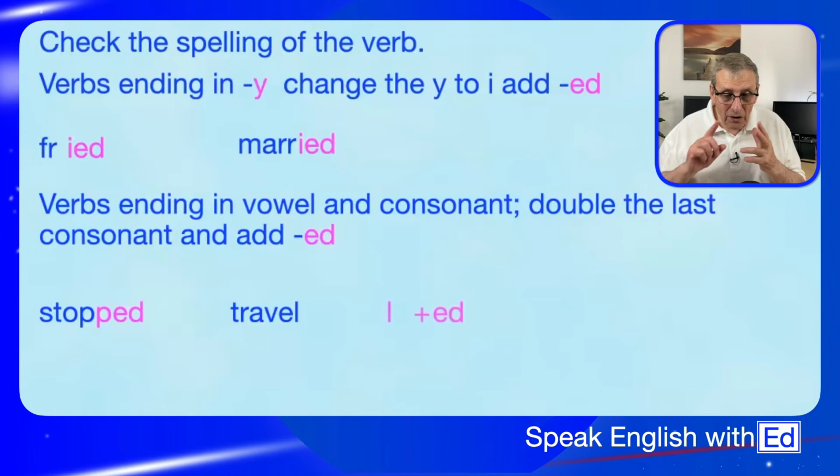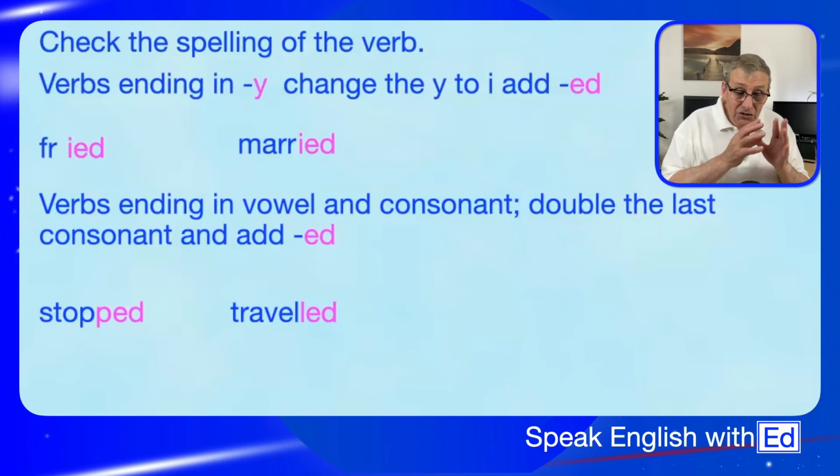You put another L, the last consonant, you put another one, and then you add ed. So you've got travelled. We've got stopped and travelled. Notice there, stopped and travelled.